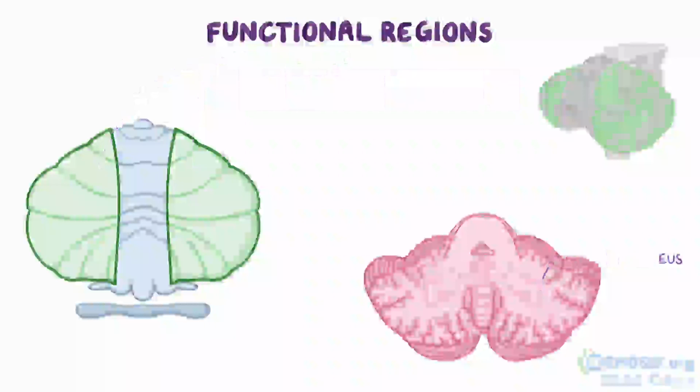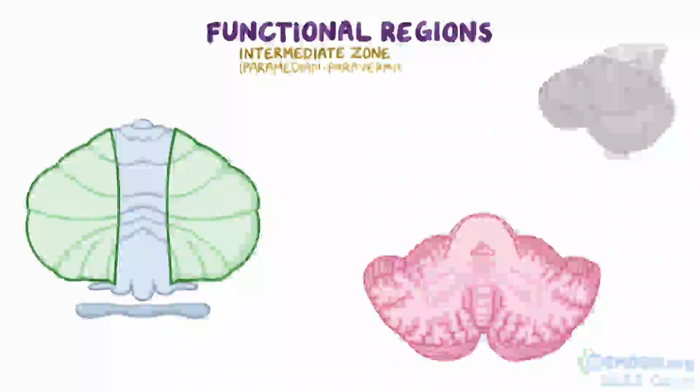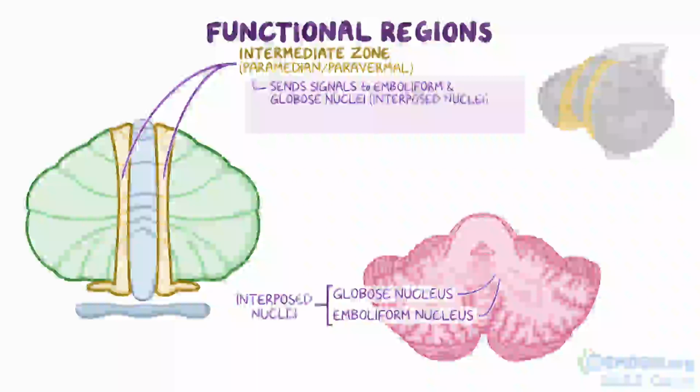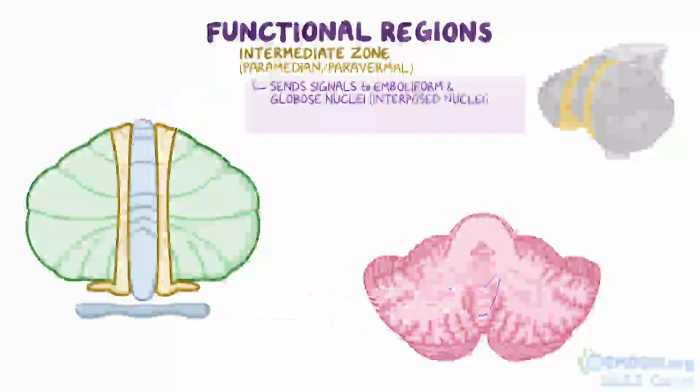Medial to the lateral zone is the intermediate zone, also known as the paramedian or paravermal zone. The intermediate zone sends signals to the emboliform and globose nuclei. Collectively, these 2 nuclei are known as the interposed nuclei and are usually referred to together as they both work in the intermediate zone.